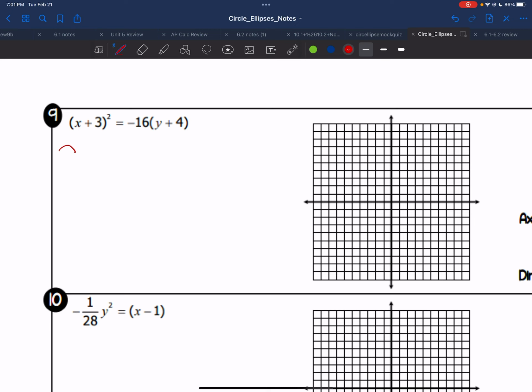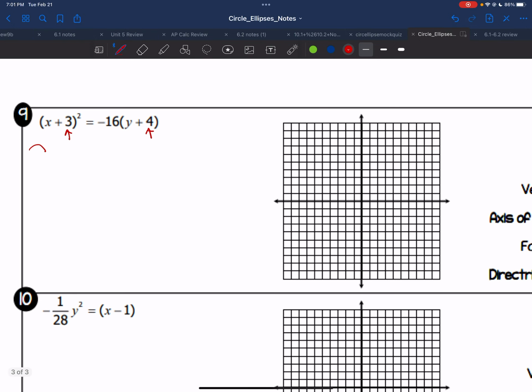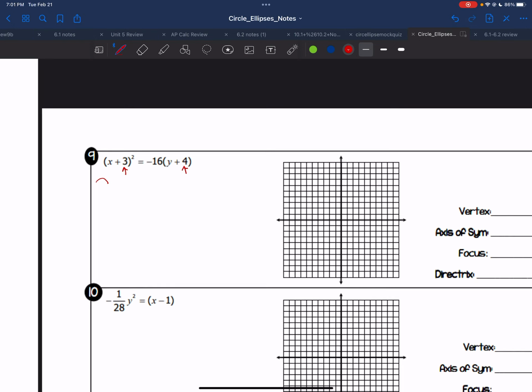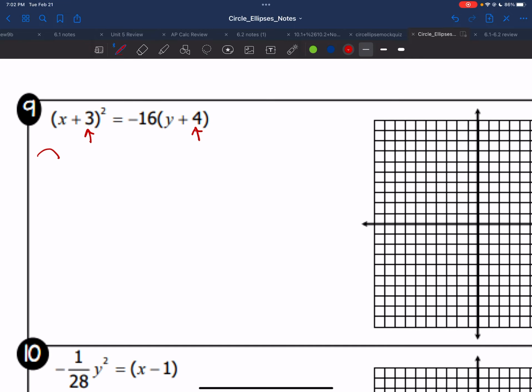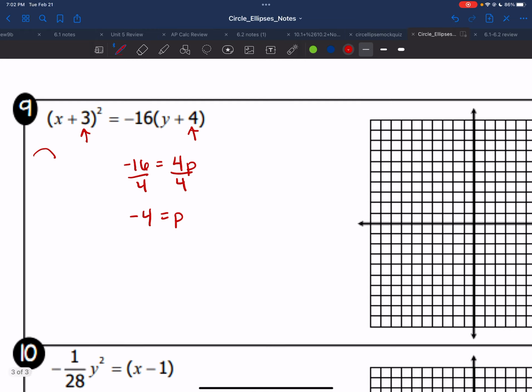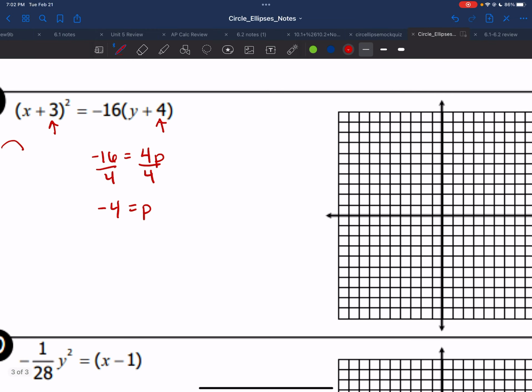My vertex is going to be based on these numbers. So that would be -3 and -4. All right. And then what I want to do is take that -16 and have it equal 4p. Divide both sides by 4, and I end up with -4 equals p. Now, do you remember where I use that p? It's to find your directrix and to find your focus.